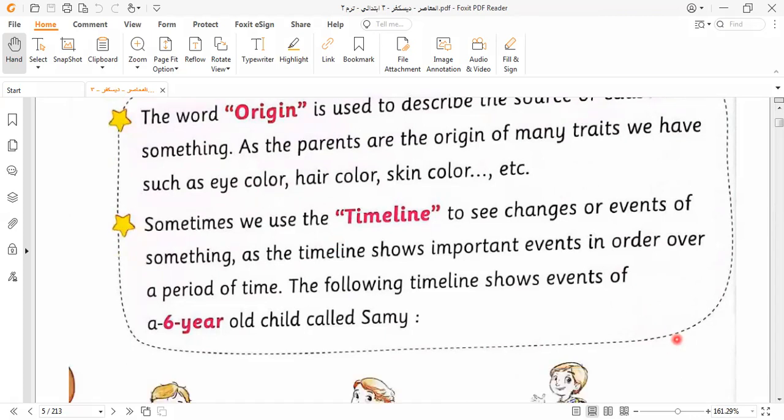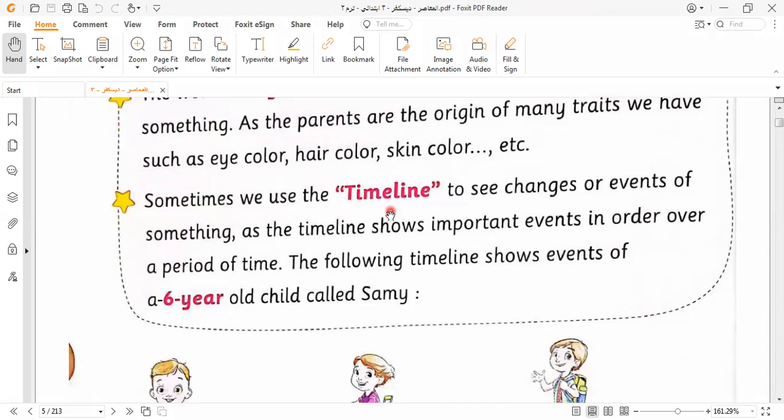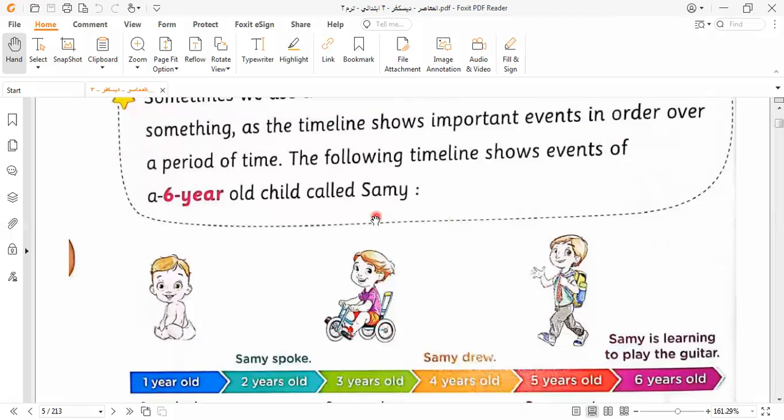We have another important word in our lesson today, which is called timeline. What is the meaning of timeline? A timeline is used to see changes or events of something, as a timeline shows important events in order over a period of time. The following timeline shows the events of a 6 year old child called Sam. What is the meaning of timeline?